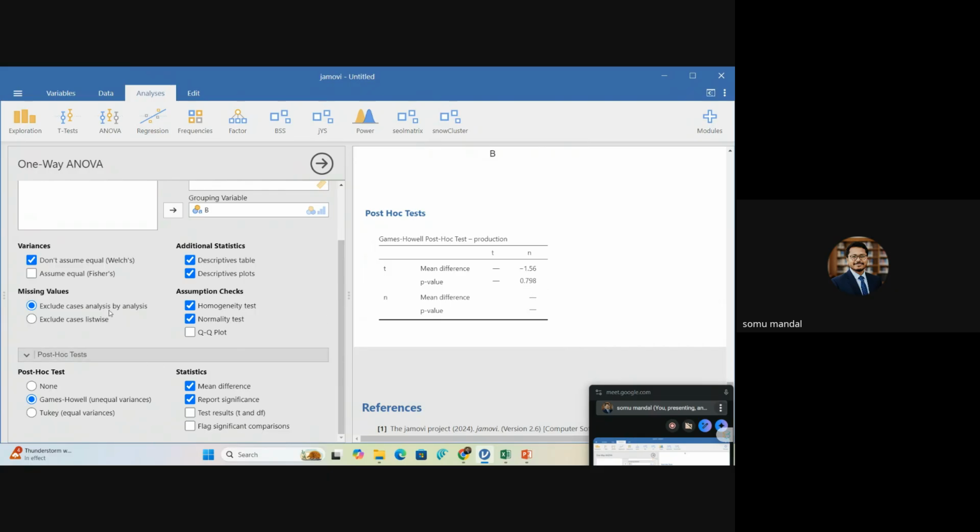Okay, so in that particular manner, you can use the one-way ANOVA. First, you definitely have to check the assumption. Based on the assumption, if the data set has equal variance, then we consider the Fisher test. If it does not, then the Welch test.